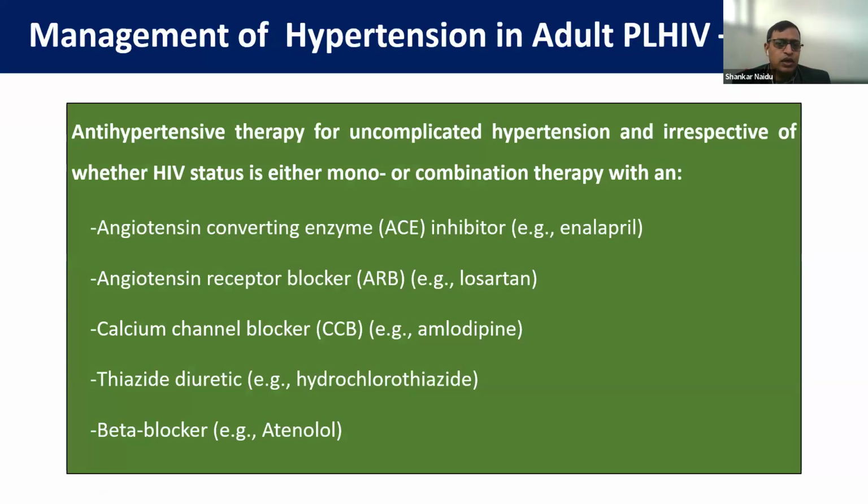Coming to the pharmacological treatment of hypertension, there are various drugs which we can use. Commonly used drugs are the calcium channel blockers or the angiotensin receptor blockers. Other groups include ACE inhibitors and various diuretics. Most commonly used are the thiazide diuretics and beta blockers.